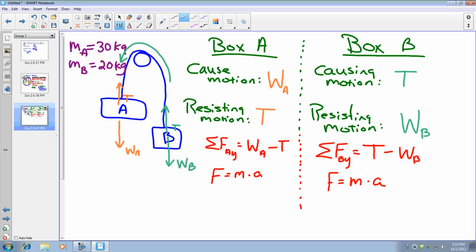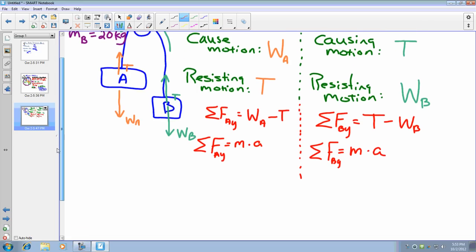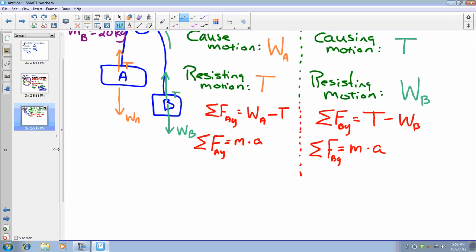So this is very helpful. And don't forget, this is F net too, so this is really going to be the same thing. This is the sum of these forces in this direction. So what I can do is scroll down just a little bit, and I say let's choose object, actually, let's choose object B.